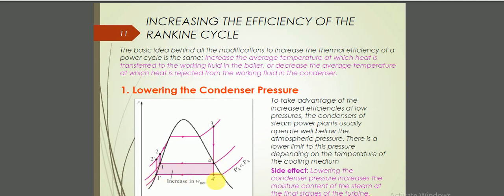From 4 to 4 dash we have decreased the condenser pressure. If we increase the area of this box, what will happen? The efficiency will automatically increase.